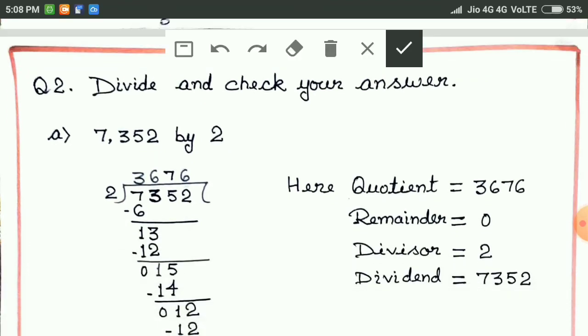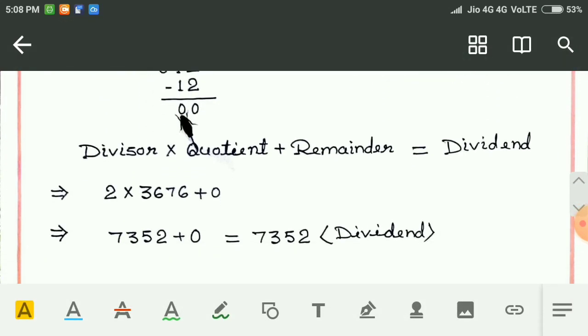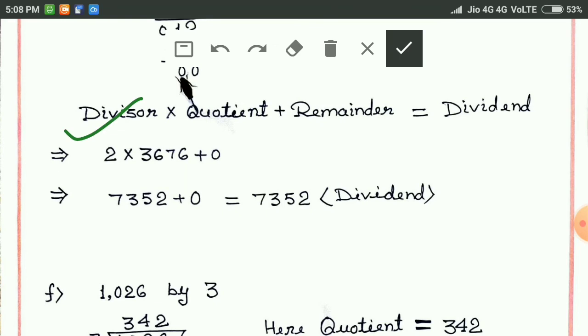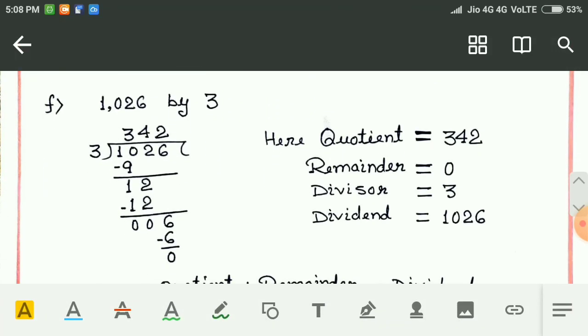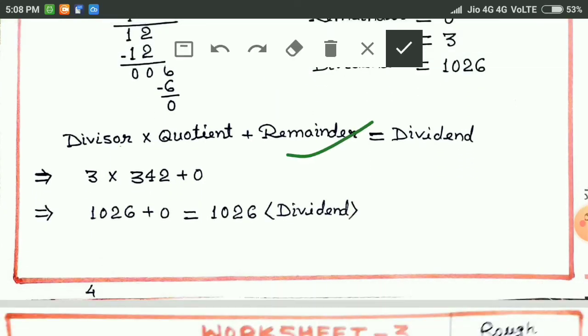In question number 2, we have to divide and check our answer. We divide 7352 by 2 and then we check the answer by this, as we did in earlier questions also. Similarly, 1026 by 3. These are some examples for your help, and by taking the help of these examples, you can do the rest of the questions. In this question also, we divide this number by 3 and we check the answer by this method.